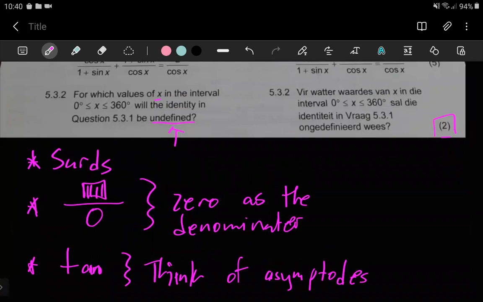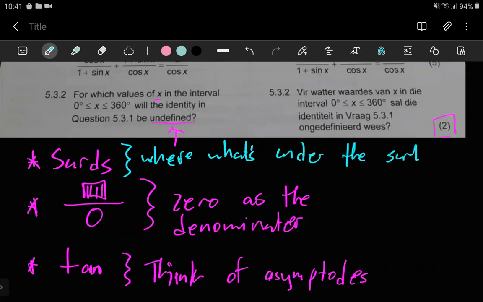I think these are the ones to look out for the most. Because when I mentioned surds here, you want to look specifically at what's under the surd. So when I say surds here, you want to look for where what's under the surd is a negative.